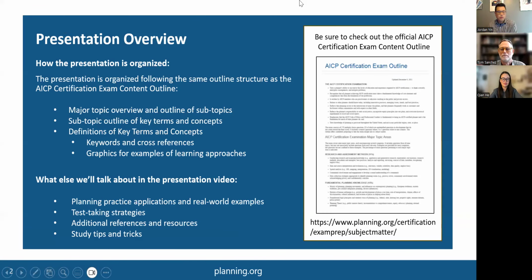So a quick overview of what to expect in this presentation. It's organized like the others in this series, and it follows the outline structure of the AICP Certification Exam Content Outline, which you can find at the link over to the right of the screen that's posted at planning.org. The outline itself is structured as a 3-level outline with major topics, subtopics, and then in most cases, definitions of key terms and concepts. So each of these sessions covers one major topic, and then within them, there's a variety of subtopics, and we'll get to those in a moment.